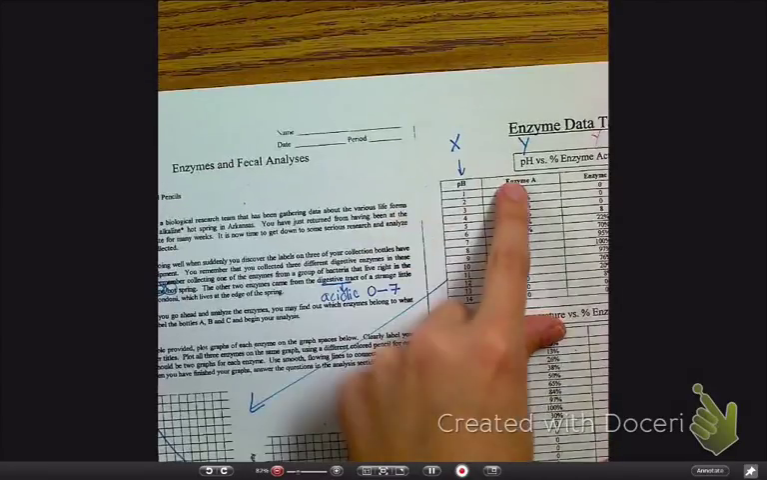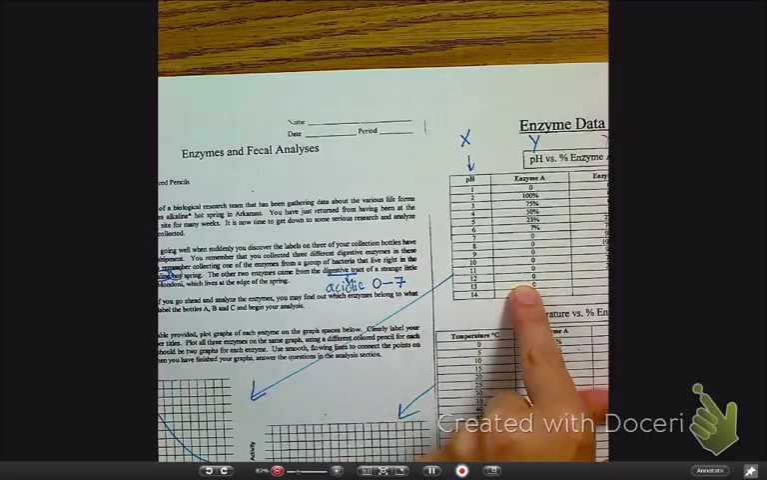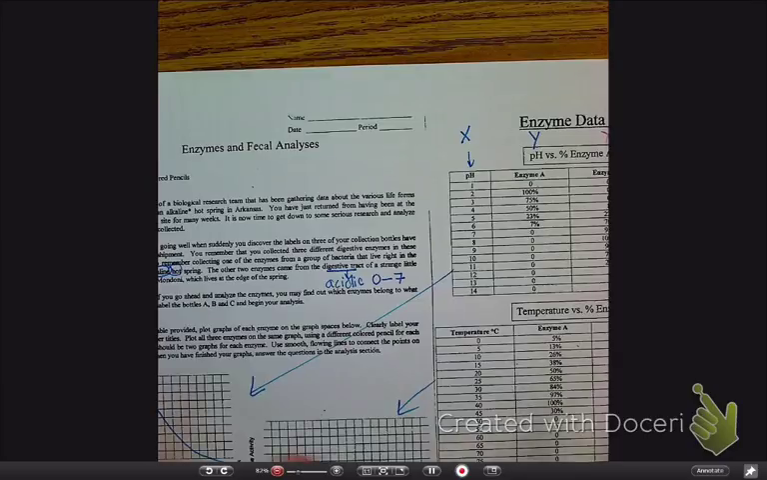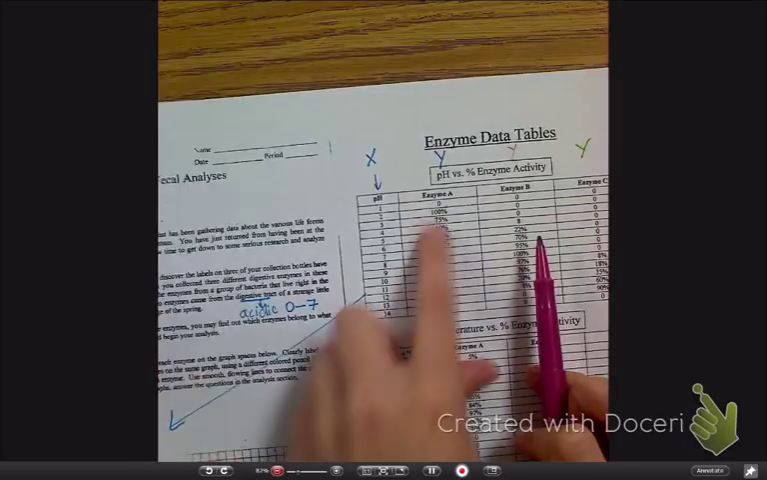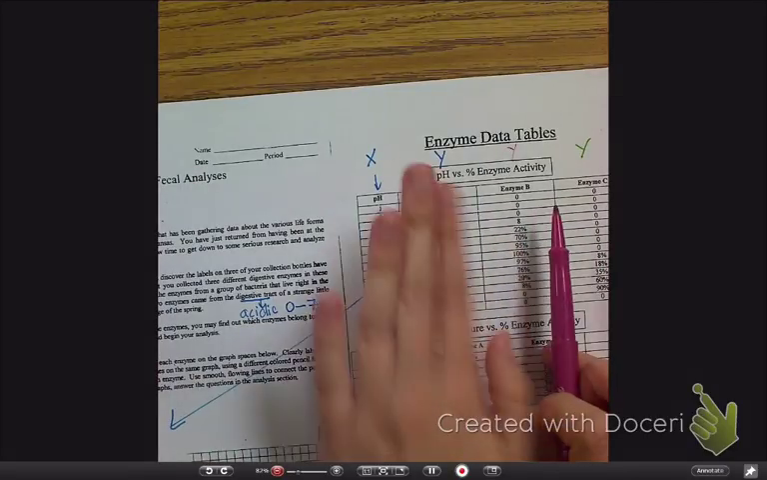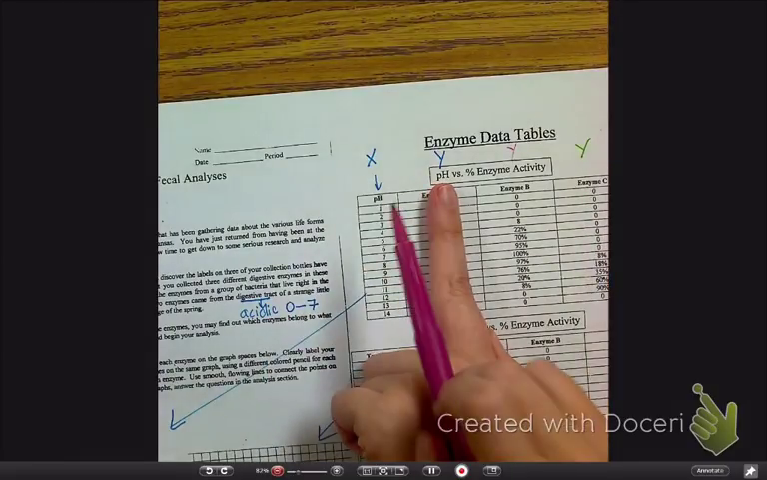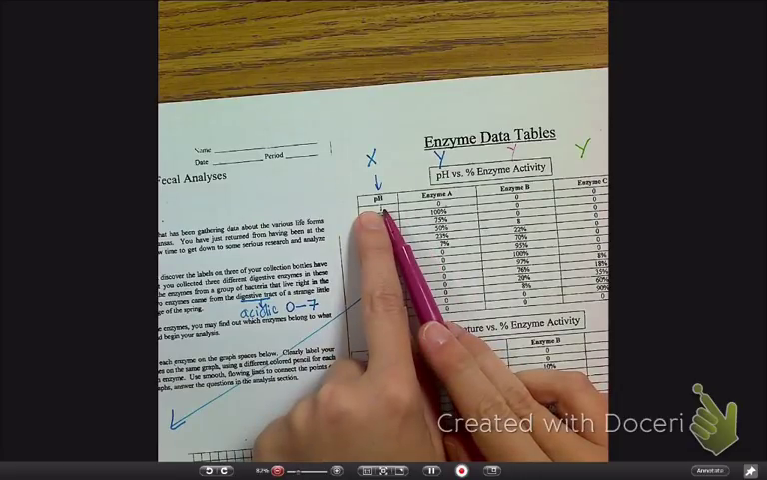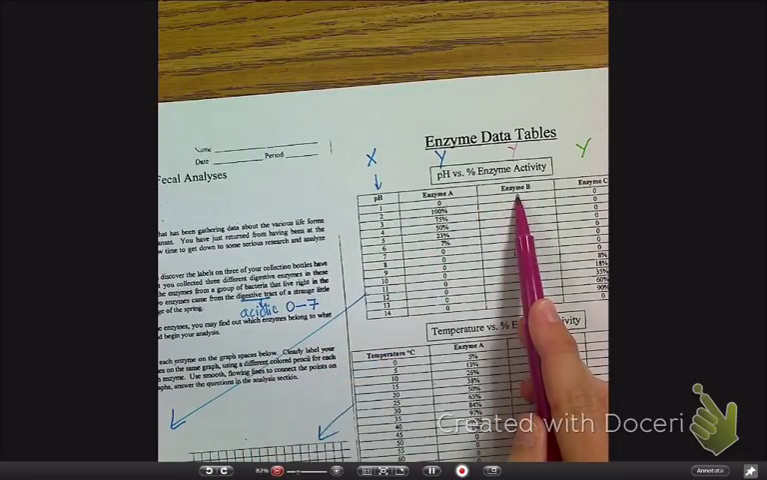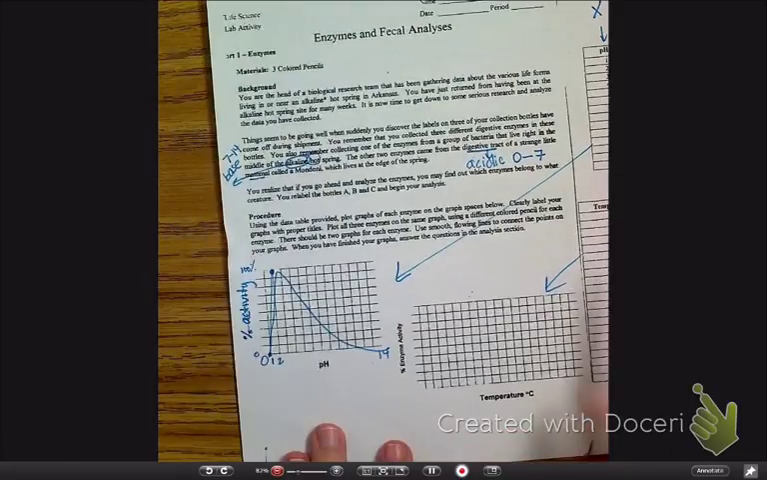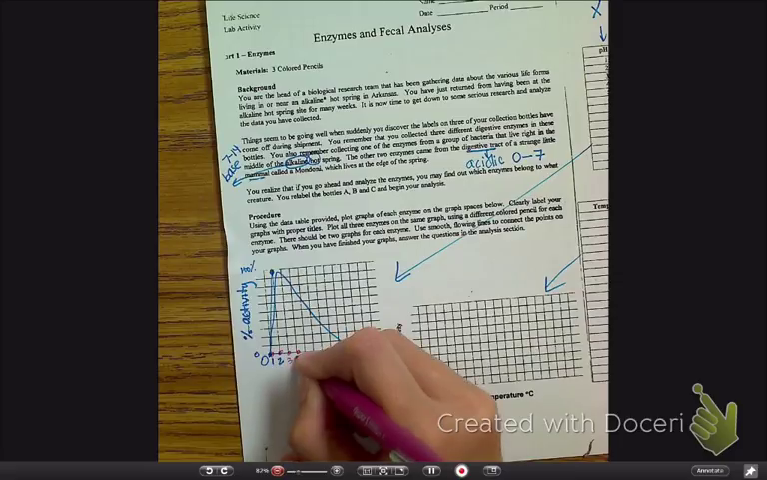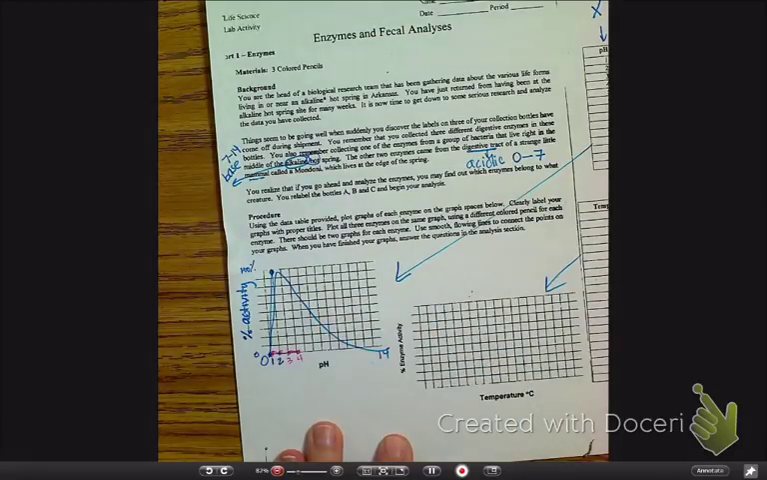Then, once you've completely graphed and plotted all of the points and connected the dots in one color, then grab a new color, so I'm going to use pink, and start graphing for enzyme B. Ignore the enzyme A and C data, and you're just going to plot the pH versus enzyme B. So we have a pH of 1, but enzyme B also has 0 activity here. It has 0 activity all the way to pH of 4. So that means on our graph, we're going to have 4 pink dots for that.